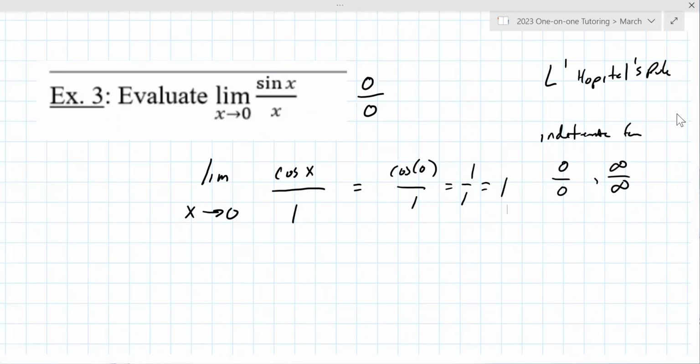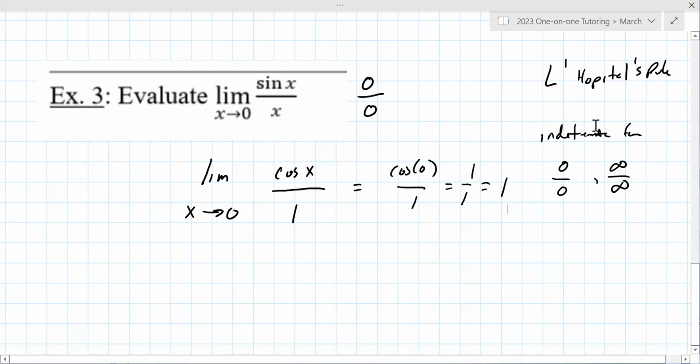So the idea is if you get indeterminate form, you take the derivative of the top and the bottom separately. You may have to do it more than once. But don't you do like the quotient rule? No, you treat them as separate functions. Okay. That's the whole point of this here.